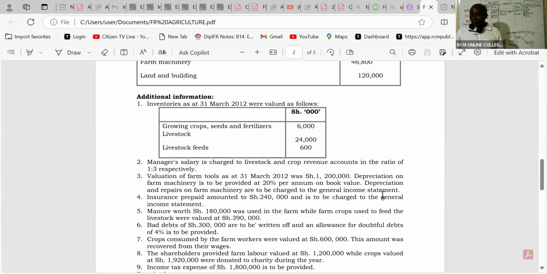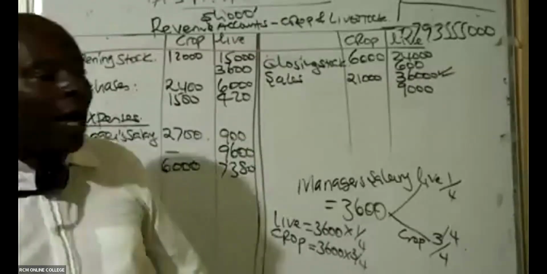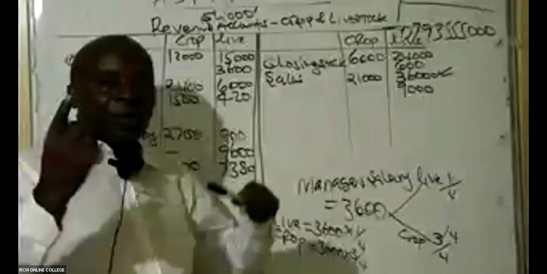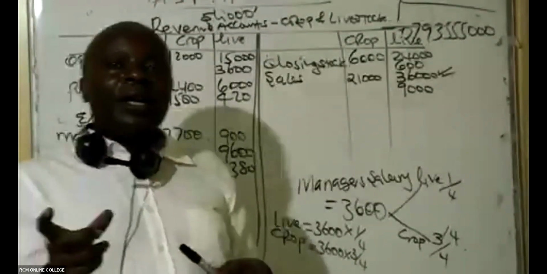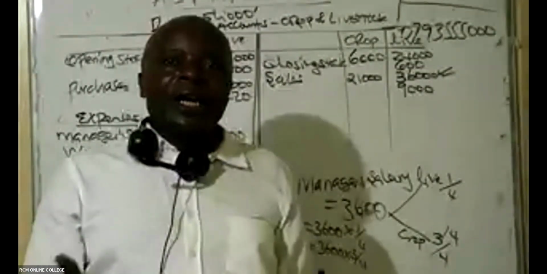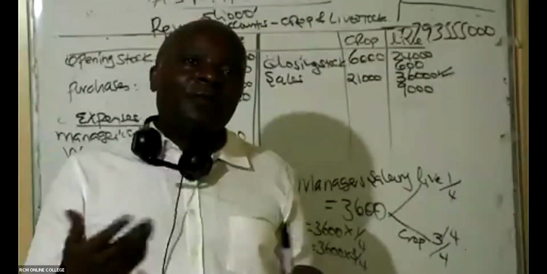Look at note number 5. Manure worth 180 was used in the farm, while farm crops used to feed the livestock were valued at 390. Let's reason out first the manure statement. This manure of 180 was used in the farm. So who produces this manure out of our biological assets? We know that livestock is the one that produces manure, and it was used by our crops. We use this manure as fertilizer.